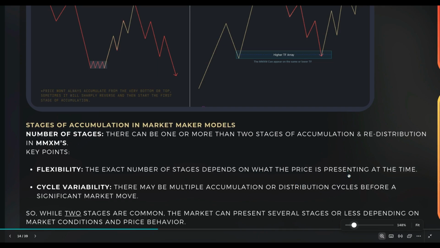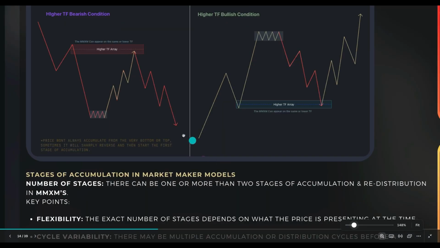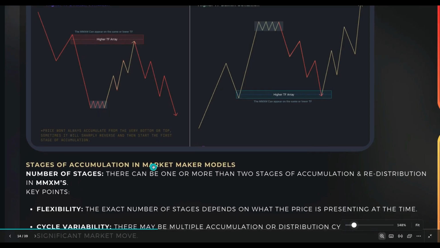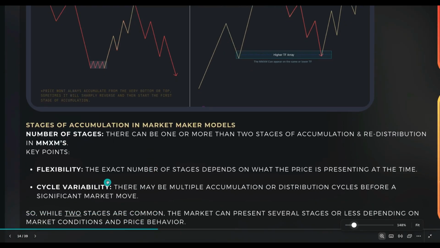You might not get 2 stages of accumulation. You might only get 1. You might only get 3. It can vary. Sometimes in one phase of the program, for instance right here, you might have only 2 stages of accumulation, and then once it starts selling off, you might actually have 3. Anything can happen, so just be ready for that.